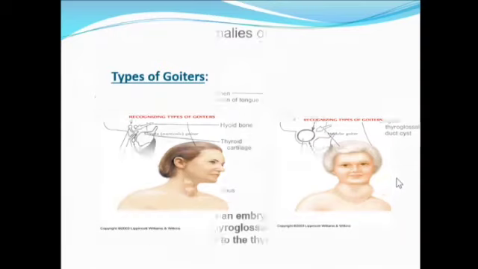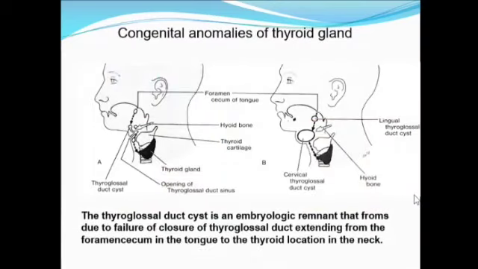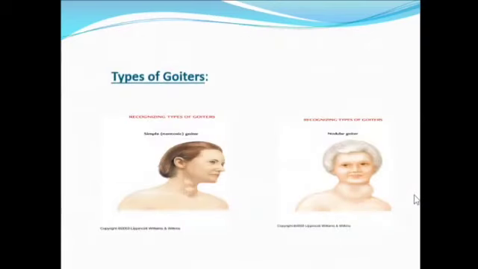Now we'll see what is goiter. An enlargement of the thyroid gland, except during menstruation and lactation, is called goiter. It may be associated with hypofunction and hyperfunction of the gland. Hypothyroidism occurs when there is insufficient secretion of T3 and T4. The decreased level of T3 and T4 causes increased secretion of TSH. Hypothyroidism causes cretinism in children and myxedema in adults.